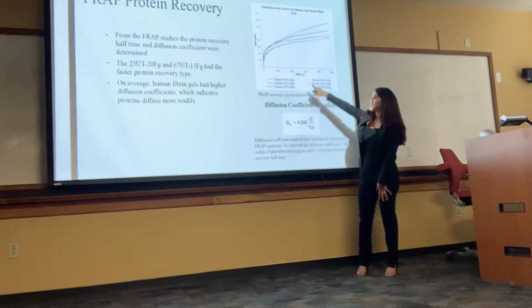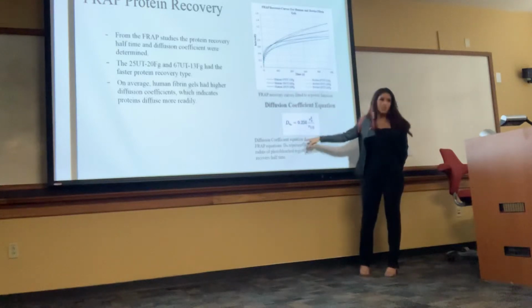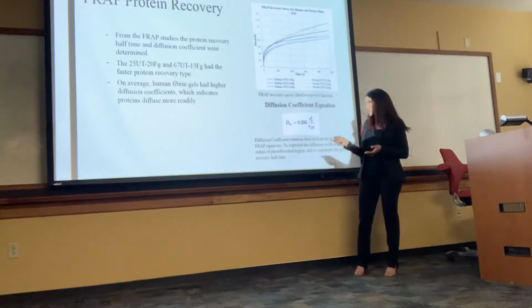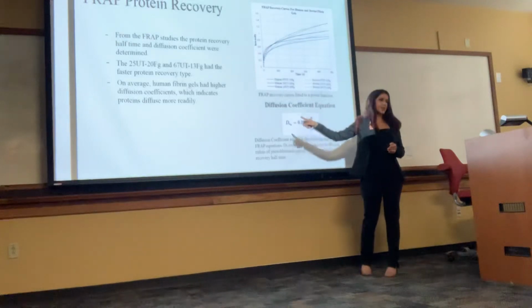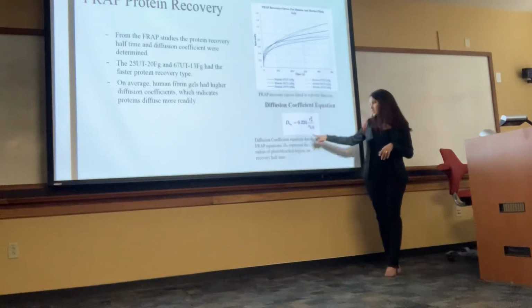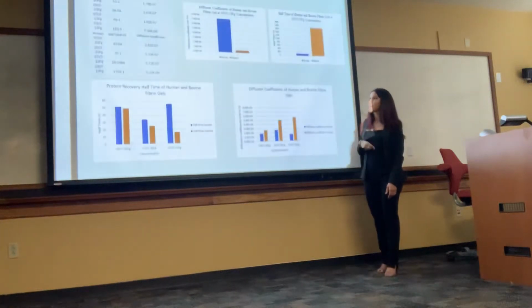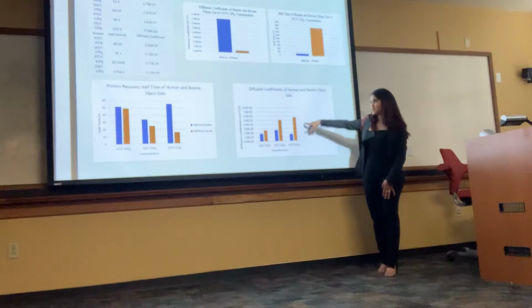Here you can see the fitted graphs for the recovery curves of all the concentrations, and the diffusion coefficient was determined using this equation right here, which is derived from the Soumpasis equations for the FRAP models, and we use the radius of interest, which is the area that we photobleach, over the half-time to obtain that diffusion coefficient. So here we see the recovery time for protein, and here is the diffusion coefficient.